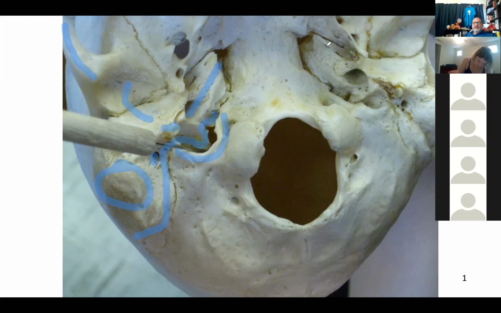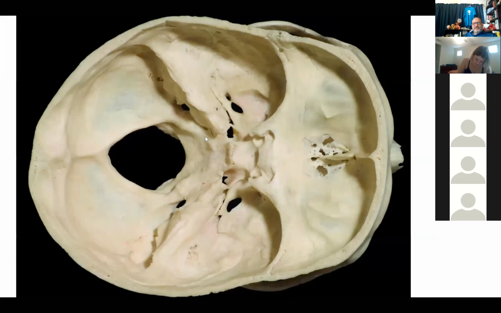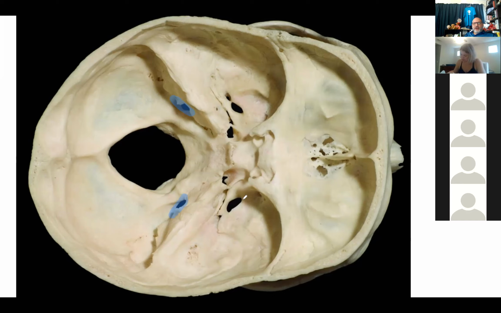Notice we see this really nicely from the underside of the skull, but we can also see this on the inside of the skull as well. So again, this irregular shape opening right here is the jugular foramen. There's one other thing that I want to show you. Again, you have to get used to identifying these holes from both points of view.